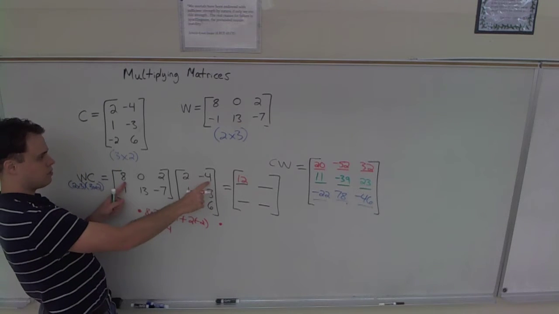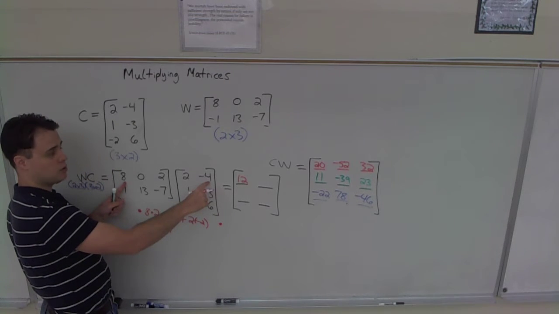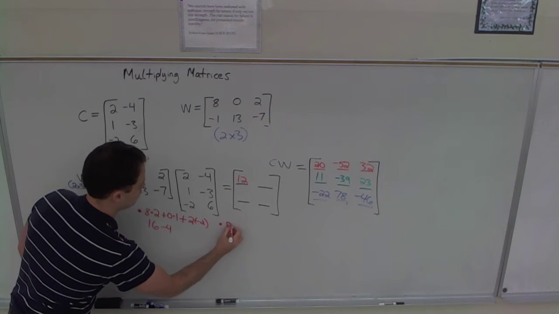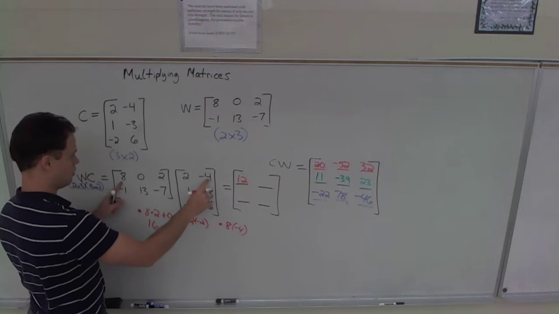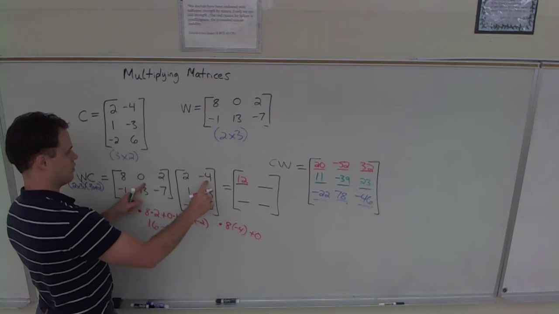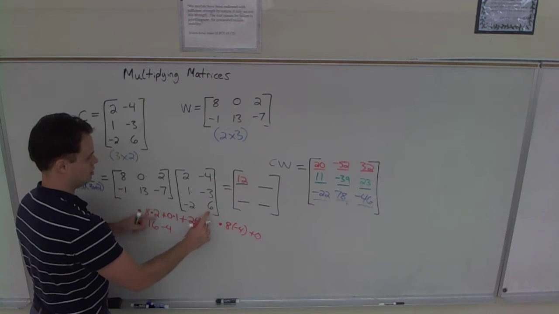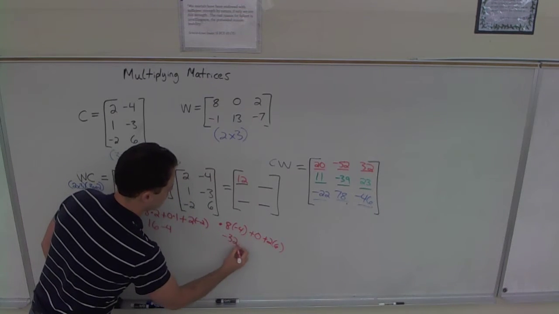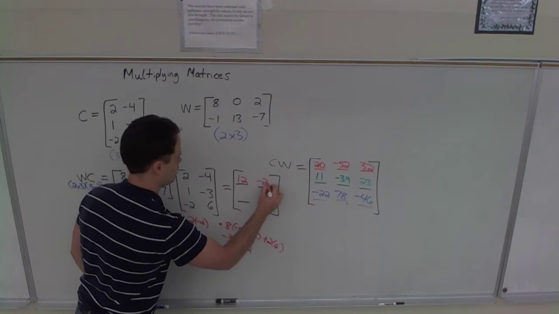And I'm going to do the same thing, hit that second column with my first row. So I'm going to go 8 times negative 4. Slide, that's nothing, I'm just going to add 0. Slide, and now I've got 2 times 6. So that's going to be negative 32 plus 12. That's negative 20.